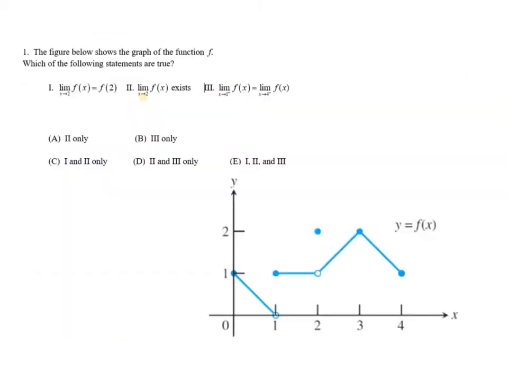This problem, I'm first going to look at a couple things. One, it asks if the limit as x approaches 2 exists or not. And so let's take a look. Here we are at 2. We're coming in from the left, coming in from the right, and certainly it does exist. So this is definitely a valid statement. The next thing we want to check is does the value at that moment equal the limit at that moment?